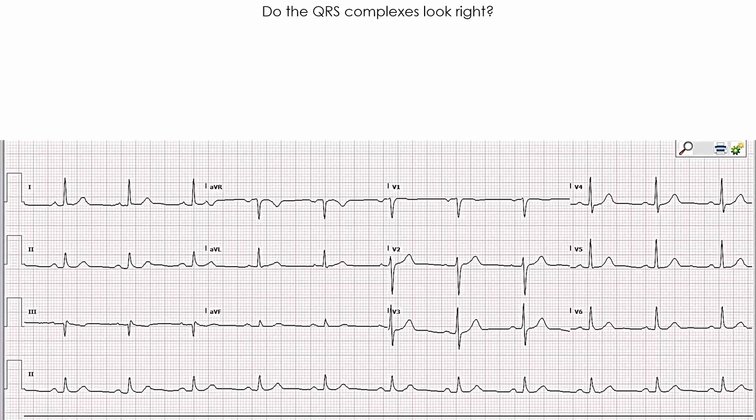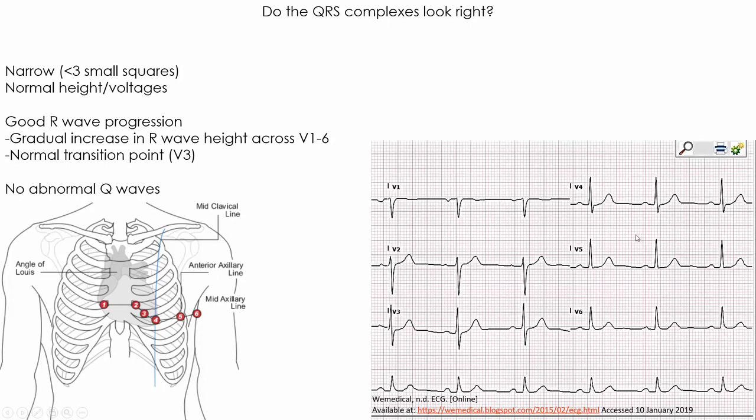And so now we'll move on to R wave progression. Small R wave here, bit taller and bigger than the S wave, so transition point in V3, which is normal. Taller, and now we're predominantly positive. So this is nice. This is good R-wave progression. So overall, we'd say these are narrow QRS complexes of normal height/voltage, good R-wave progression, and no abnormal Q waves.